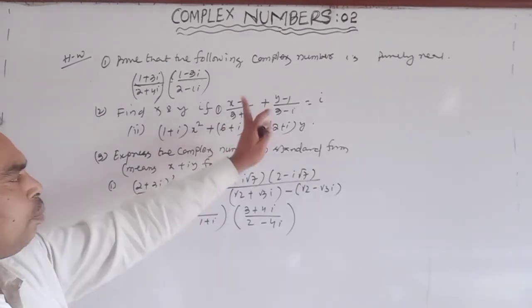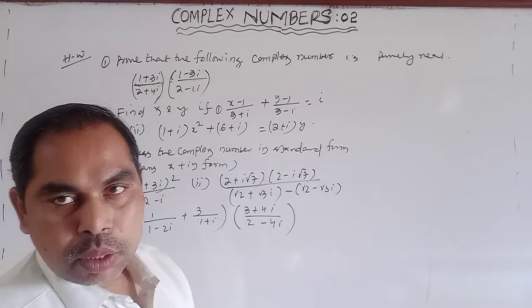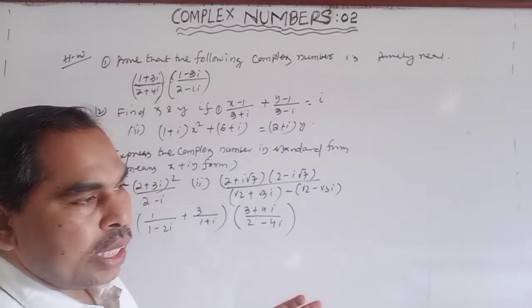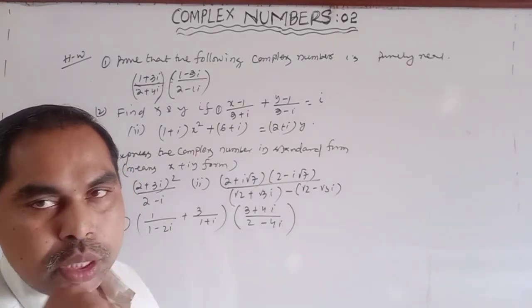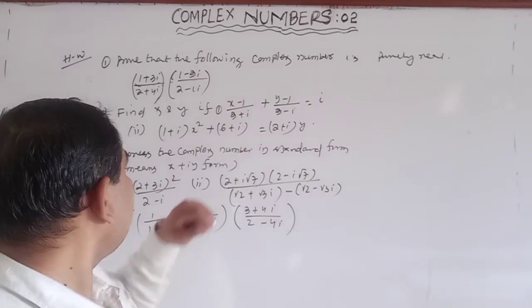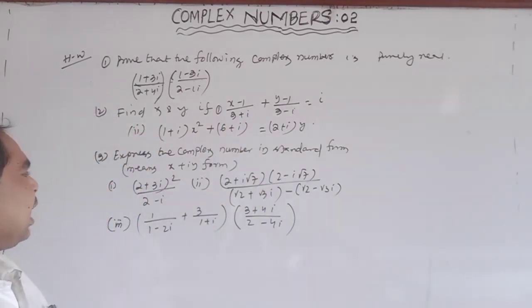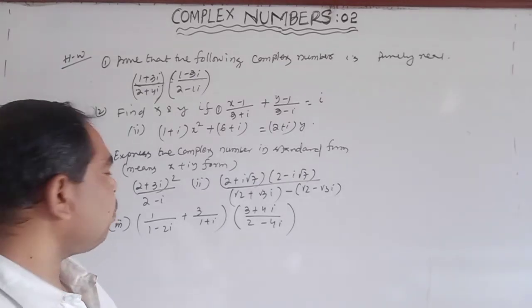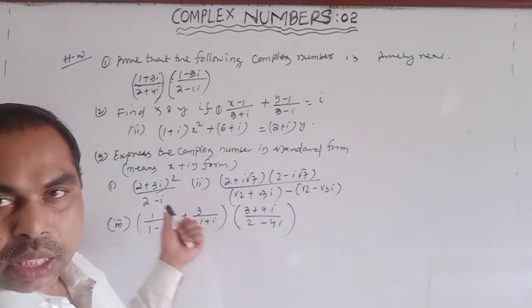Find the LCM, then compare both sides. Equating both sides, real part is equal to real part, imaginary part equal to imaginary part. We get two equations, solving which we get the values of x and y. Similarly question number 2, second bit. Question number 3, express the complex number in standard form. Standard form means x plus iy form. Reduce to x plus iy form.